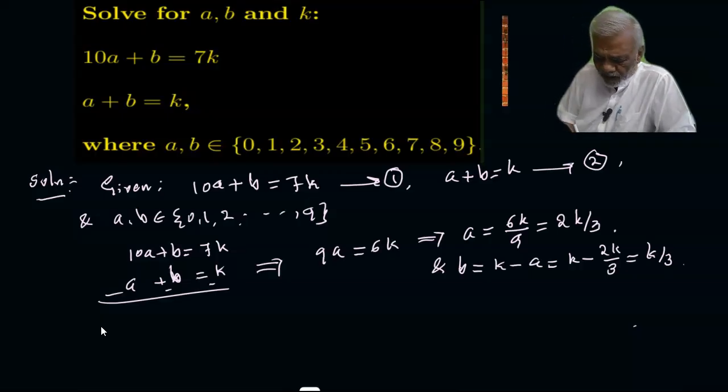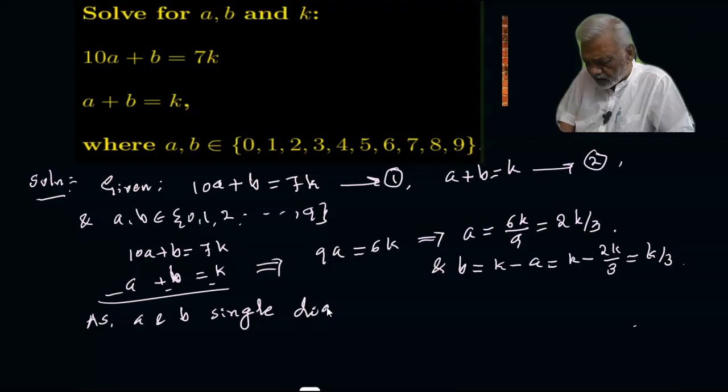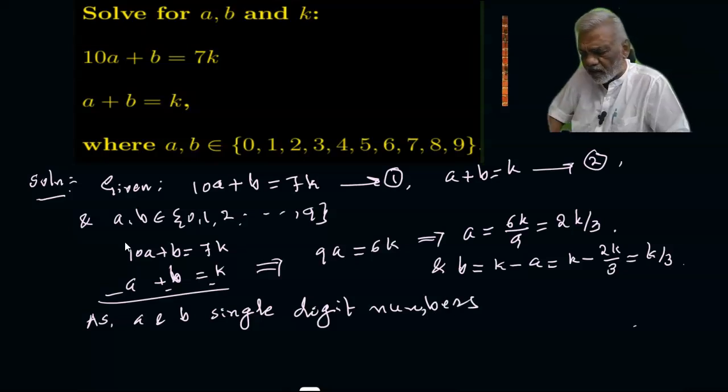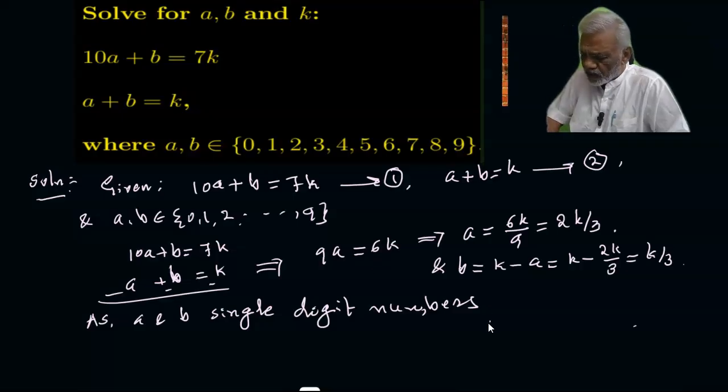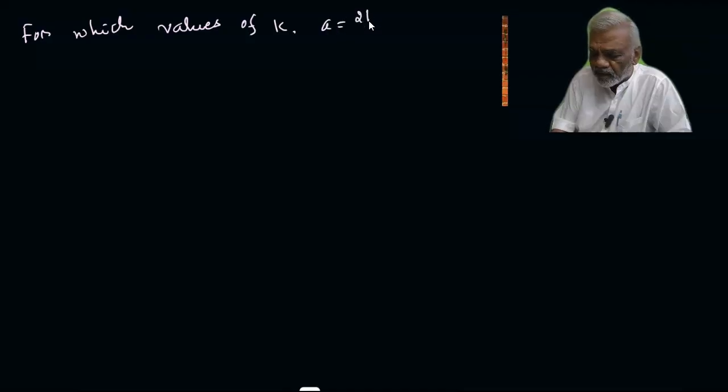Now the question is, as A and B are single digit numbers, given the fact that A and B belong to any one of the 10 values 0, 1, 2, up to 9, this implies the question is for which value of K, A equal to 2K by 3 and B equal to K by 3.